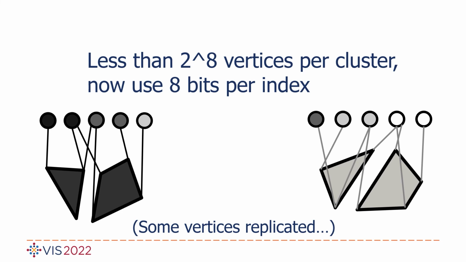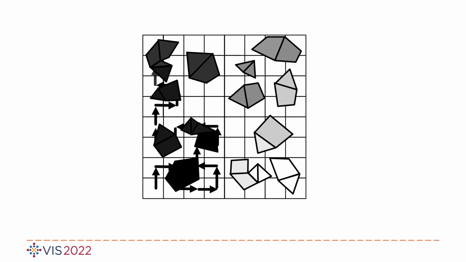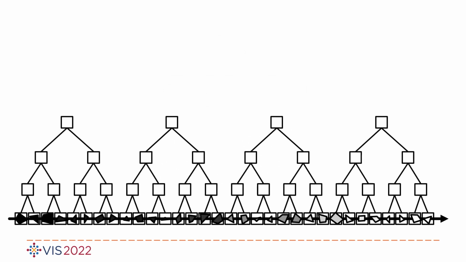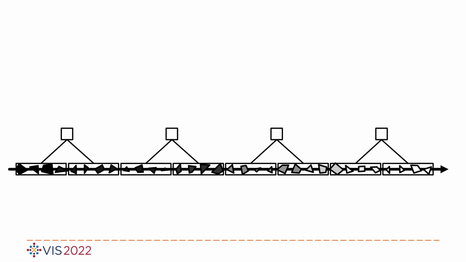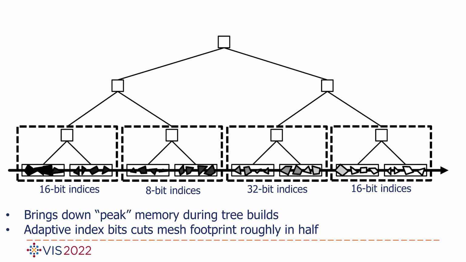Finally, rather than building one tree over leaf clusters, we now build multiple trees, one tree per instance cluster. Each of these trees contains leaf clusters like before, but now we also build an instance acceleration structure where we combine all of these trees together. This ends up reducing peak memory consumption during tree construction, and that turns out to be a really important thing. With this optimization, on average, we're able to cut the memory of our meshes in half.